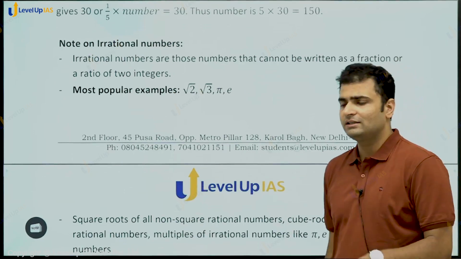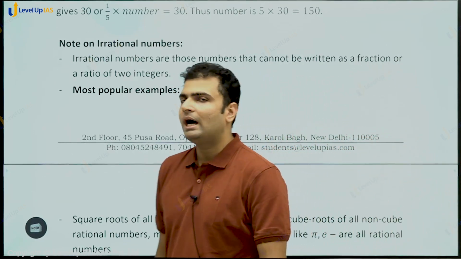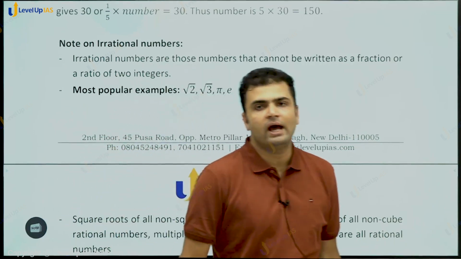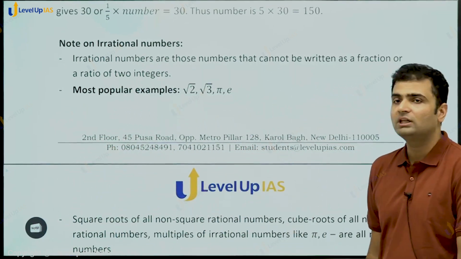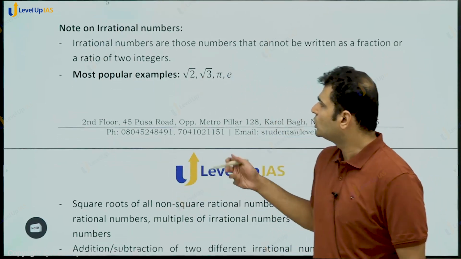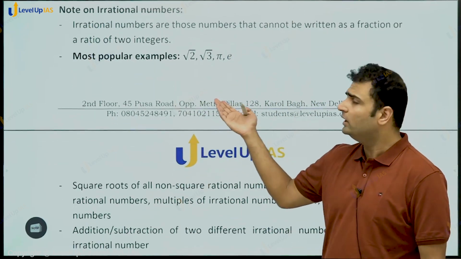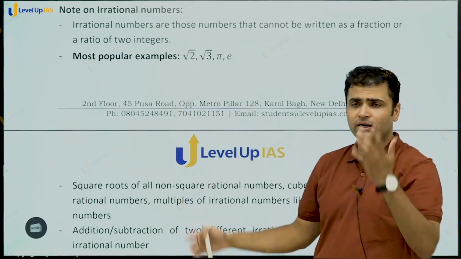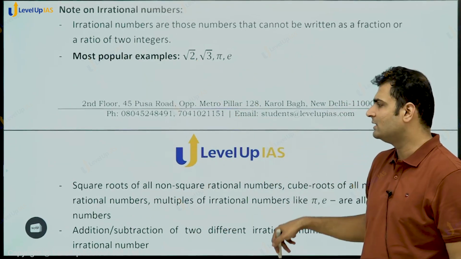Next is irrational numbers. Irrational numbers are those numbers which are real numbers, but they cannot be represented as ratio of two numbers. मतलब वो rational नहीं है, तो वो irrational है. Most popular example, √2, √3, pi, e, ये सबने सुने होंगे numbers, pi, √2 वगैरह. So these are called irrational numbers.